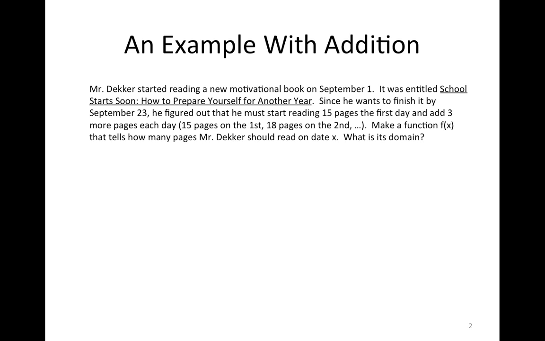We're going to make a function called f of x that tells how many pages I should read on date x, and then we want to figure out the domain. So at this point you could certainly pause the video and try to think through this a little more on your own. But somehow I need to build a function that's going to start me at 15, and then when I plug a 1 in I get 15, when I plug a 2 in I get 18, when I plug a 3 in I get 21, something like that. So you can imagine that it's probably going to have a combination of a 15 and a 3.